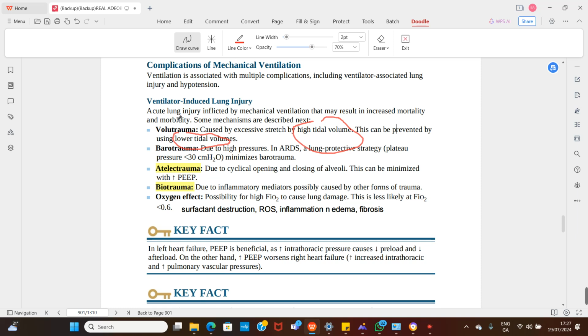Biotrauma can occur from any one of these, and that's just due to release of inflammatory mediators that lead to damage of the alveoli with time. Then the last is oxygen toxicity: the possibility of high FiO2 causing lung damage, and this is likely when the FiO2 is greater than 0.6. You don't want to increase the FiO2 too much so that you don't generate too many reactive oxygen species, cause inflammation and edema, and destroy the lungs totally.